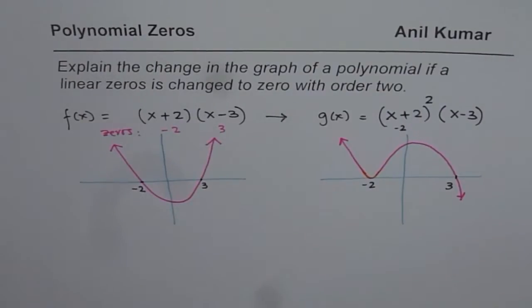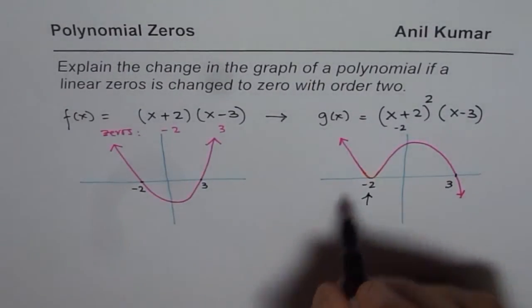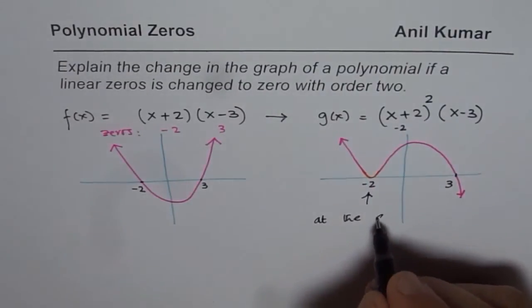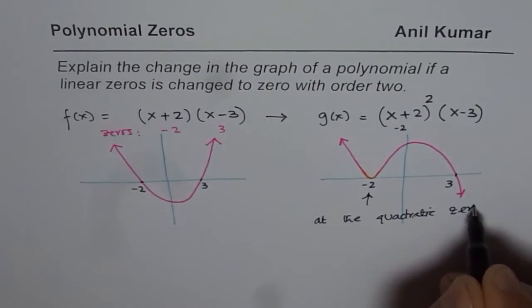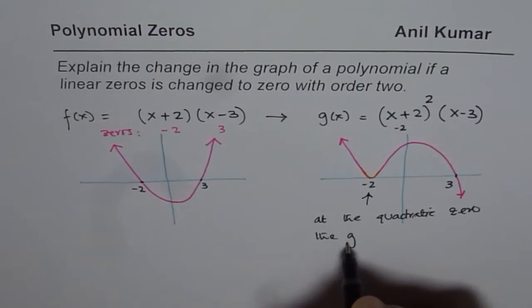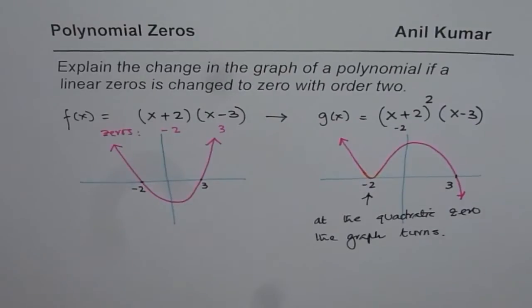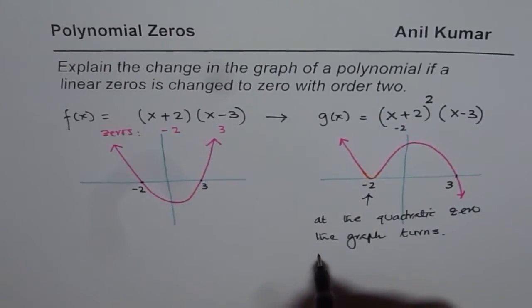So the behavior of the graph changes, and the major change, of course, is that at the quadratic zero, the graph turns, right? So that is kind of important. And with that turn, a major change comes in so many other characteristics, including end behavior, right?